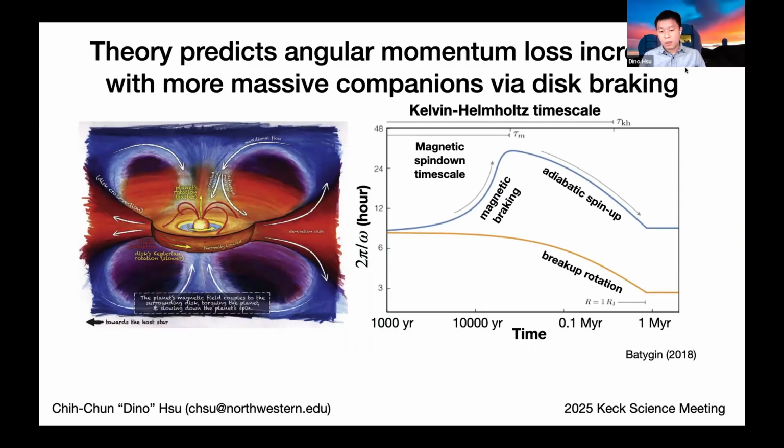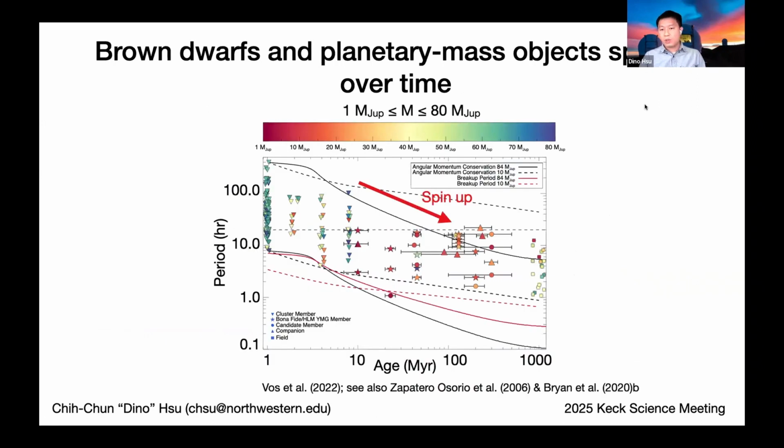That's because the magnetic field of the planets or brown dwarf companions scales up as a function of mass, and the interaction with the thermal ionization of the disk determines how much disk braking will happen during the earlier stage. And later on, they just undergo spin up. And the spin-up relation is actually well known through observations.